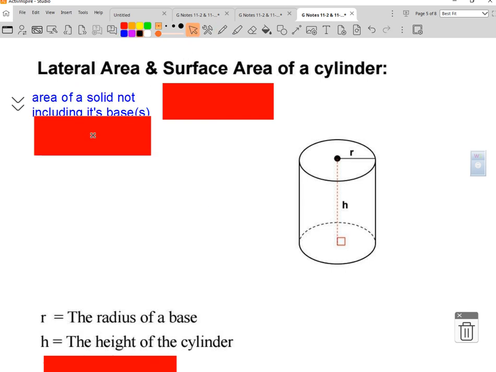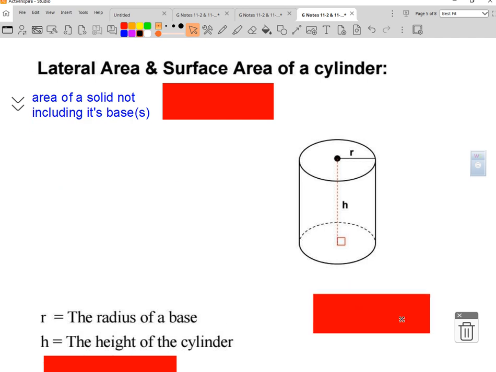But the lateral area is the area of a solid, not including its base or bases. So a triangle or a pyramid only has one base. But for all the things we're talking about, certainly for a cylinder right now, it's going to be that curved surface. Finding the area of the curved surface.